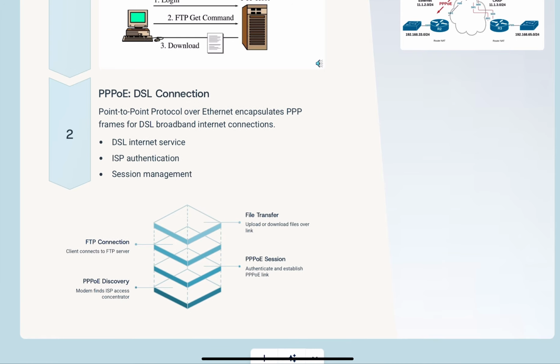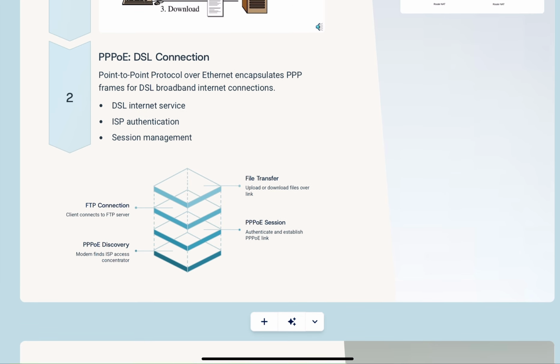Then the PPPoE, I can say, is just for the DSL connection. It's the Point-to-Point Protocol over Ethernet encapsulation. And this one, the PPP, are just frames for the DSL broadband internet, over the Ethernet encapsulation. What happens here? The DSL internet service, ISP authentication and session management are all controlled by the PPPoE. So this is how it happens here.